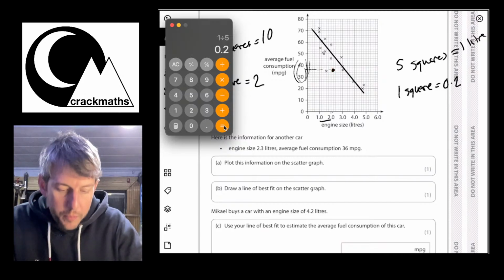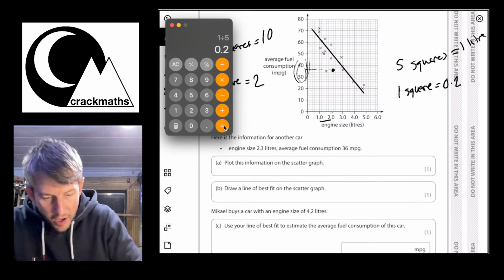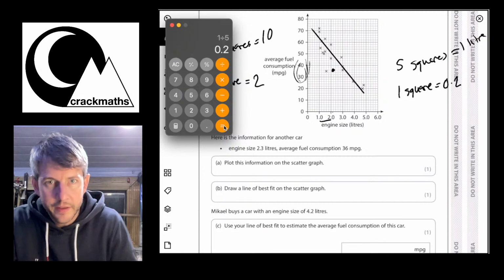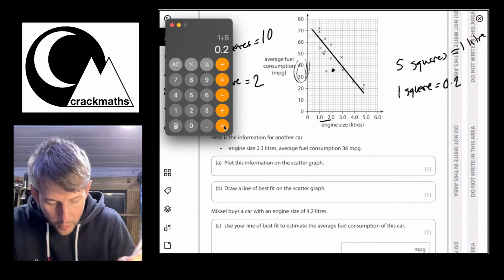Okay. Oh, well, actually, I've put the point on now. That's all they wanted. So I've marked the point on there. So let me get rid of that last line. Okay, so there we go. We've got the point on the graph.